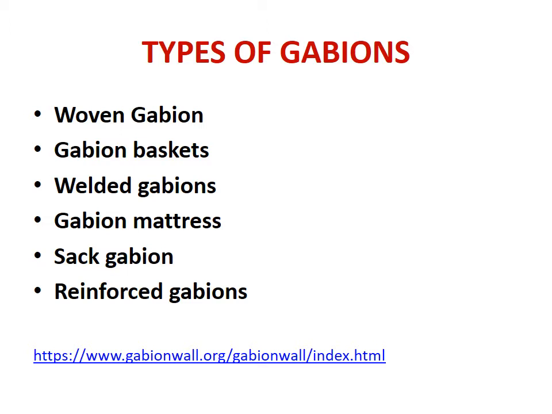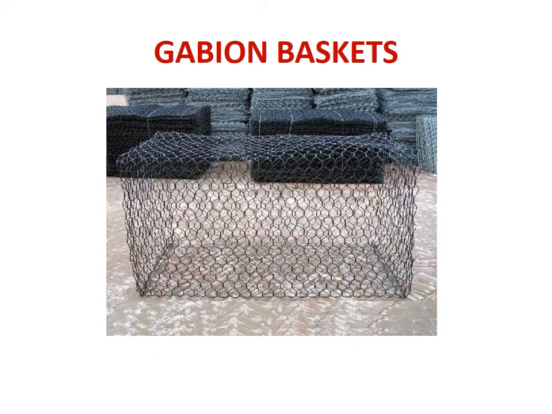And let us discuss types of gabions. They may be woven gabions, gabion baskets, welded gabions, gabion mattresses, sack gabion, and reinforced gabions, based on how they are prepared. But the materials used in gabions we'll also discuss. This gabion basket is like this, you can see, and in these baskets they can be transported to site, and boulders or rocks or other materials can be filled up.